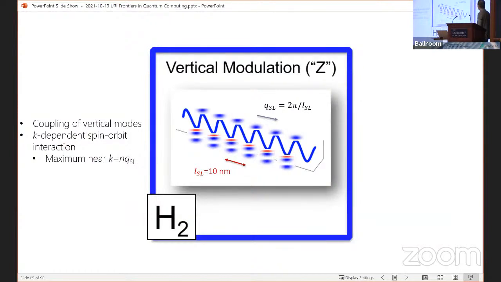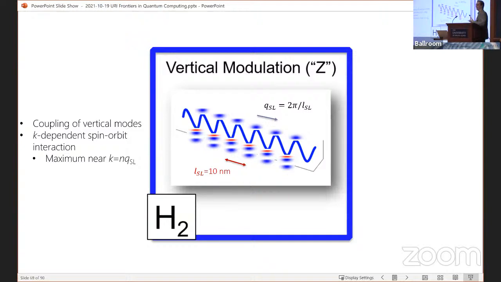So the second one is, well, I don't know which one is easier to understand, but this is an old problem, right? Vertical modulation. If you look back, I forget what year it was, 1920 something or so, Kronig and Penney wrote a model of a periodic potential, and the idea was to describe what happens in a solid.